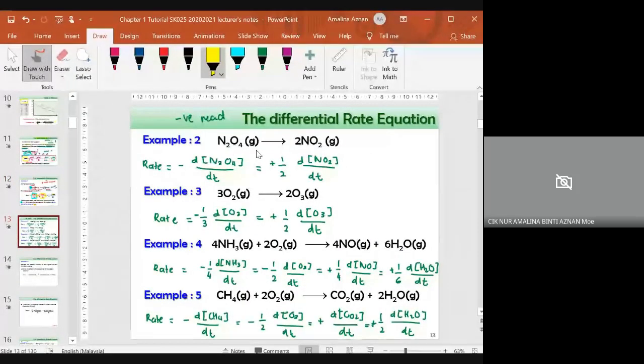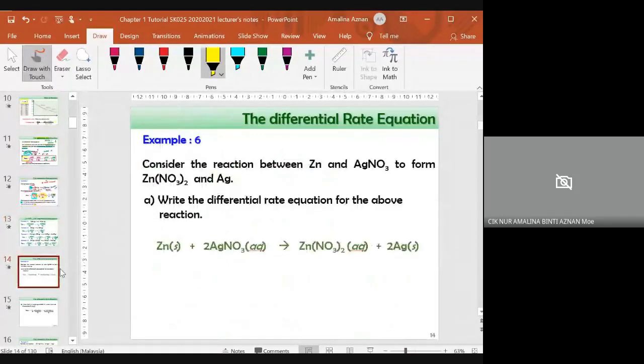Okay. So same goes to this. And then untuk kamu punya. When you want to write rate. Differential rate. Benda yang boleh kamu measure concentration dia. So contohnya gas ataupun aqueous lah. Kalau contoh equation ni. So ini solid kan? Solid. Ini solid. Ya. Yes.